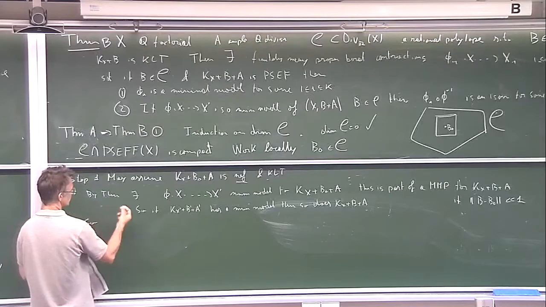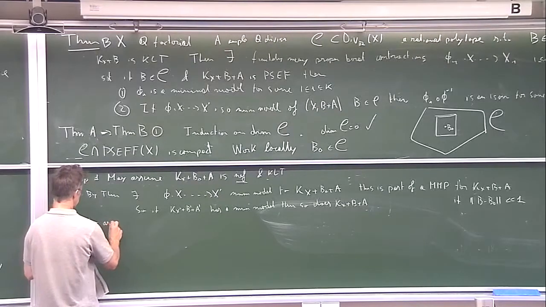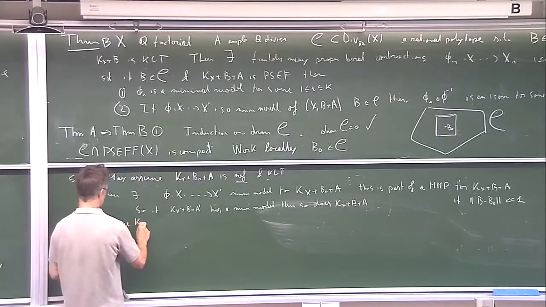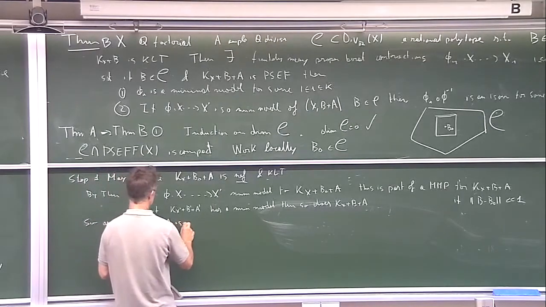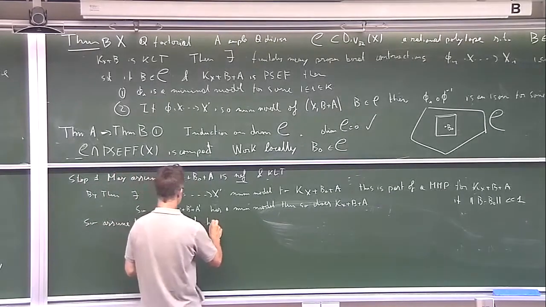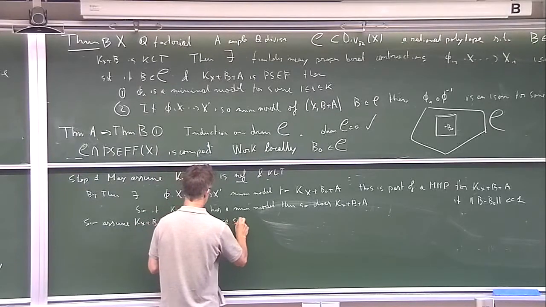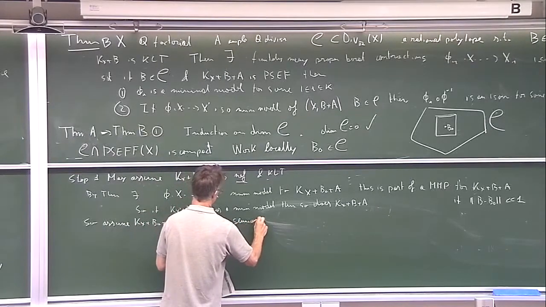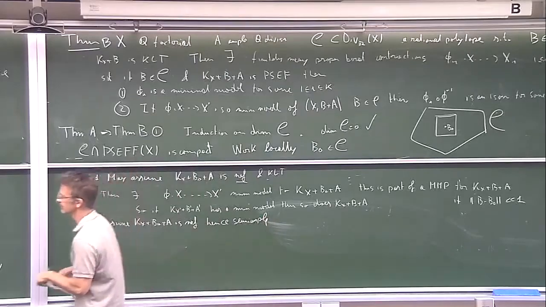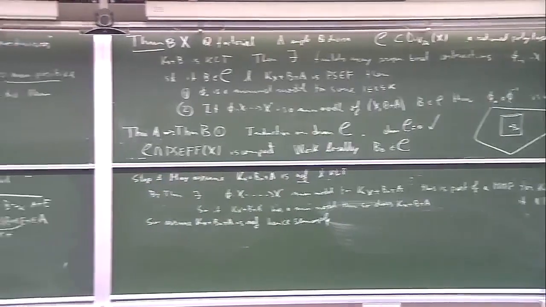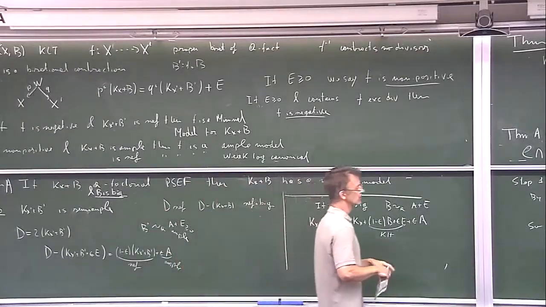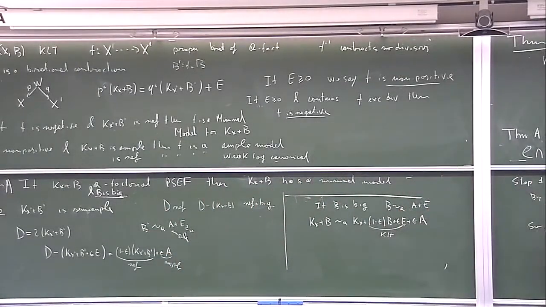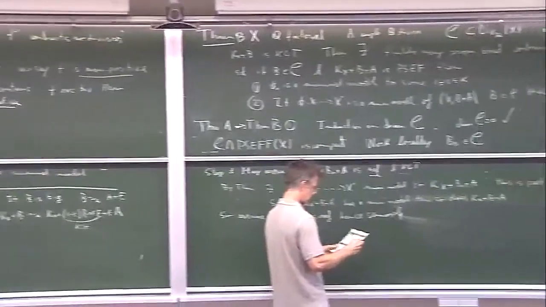So in order not to make the notation too cumbersome, let's assume that K_X + B_0 + A is nef, and hence semi-ample. I just discussed that it will be semi-ample because when B is big and you have a minimal model, it's automatically semi-ample. So we have, in fact, a morphism.